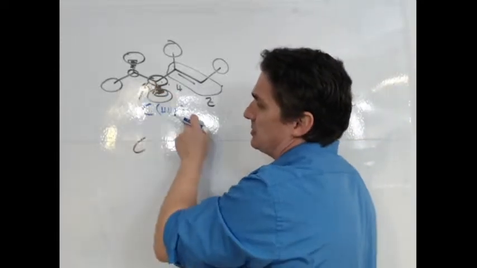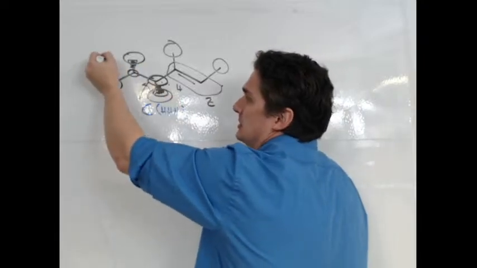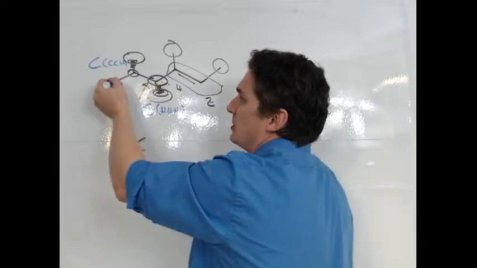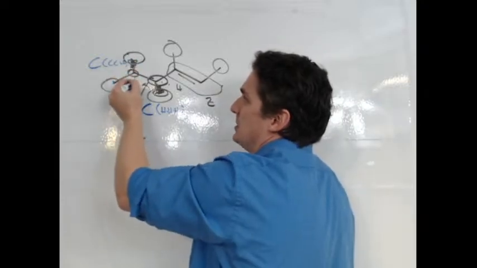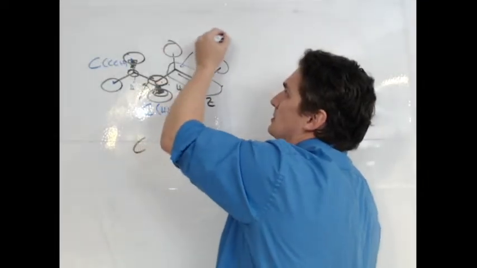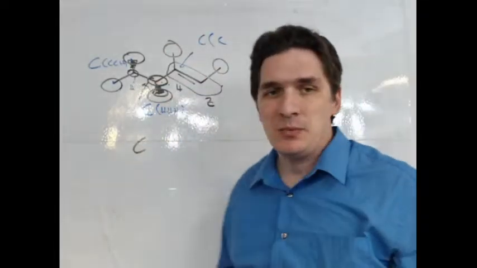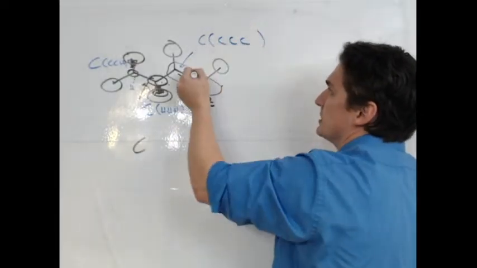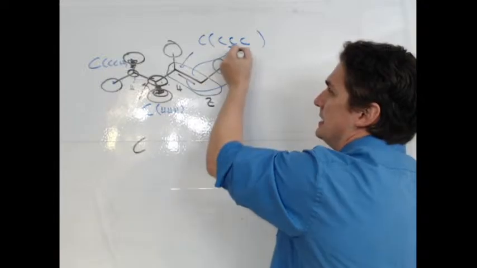So this carbon has 3 hydrogens bound to it. This carbon has 2 carbons and a hydrogen bound to it. So it's got that carbon, and not drawn is the hydrogen behind it. For this carbon, it's bound to a carbon, and it's actually double bound to another carbon. So we're going to write out each bond as a carbon. So that's a C, and that's a C.